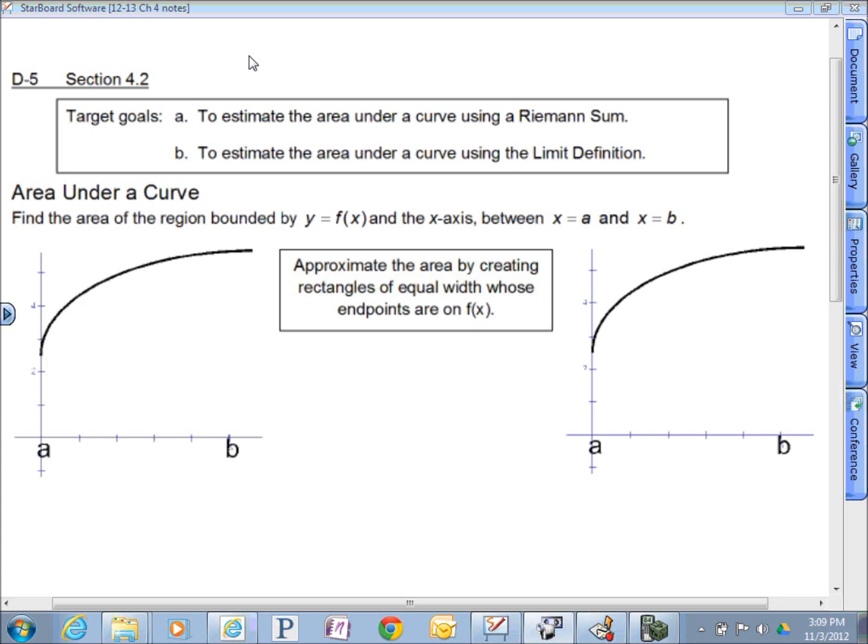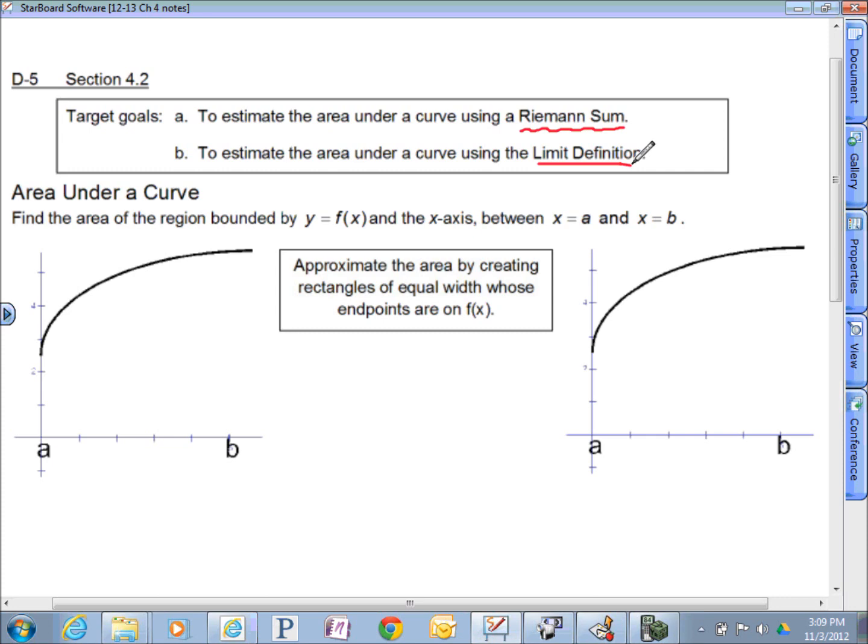4.2. We did all that work with sigmas and summations and shortcuts, and the video was kind of long, and I apologize for that, but we have to have a solid base in that in order to do what we're going to try to do today, which is deal with these things that we call Riemann sums and ultimately the limit definition. The big stuff that we're working on here is we're trying to estimate area under a curve.